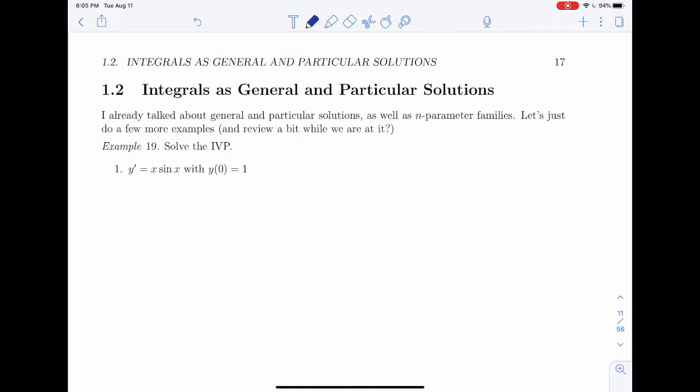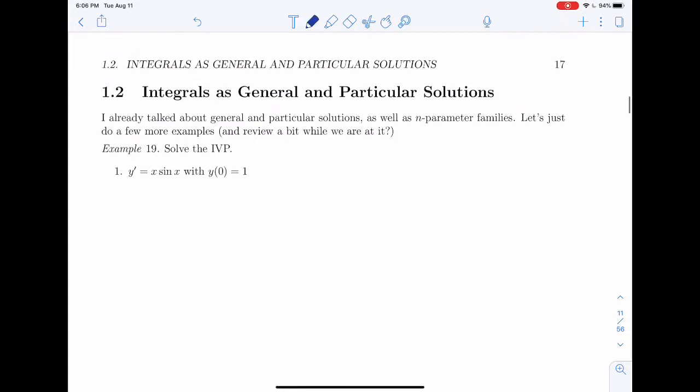Section 1.2 is in this book, I think in part as kind of a review to make sure that we all know kind of what's going on here. So I already talked about general solutions and particular solutions and n-parameter families. So what I'm going to do is do a couple of examples from this section, integrals as the general and particular solutions. But I'm going to build in a couple of review items just to make sure that we know it here. Okay, so this is basically a Calc 1, Calc 2 review problem here.